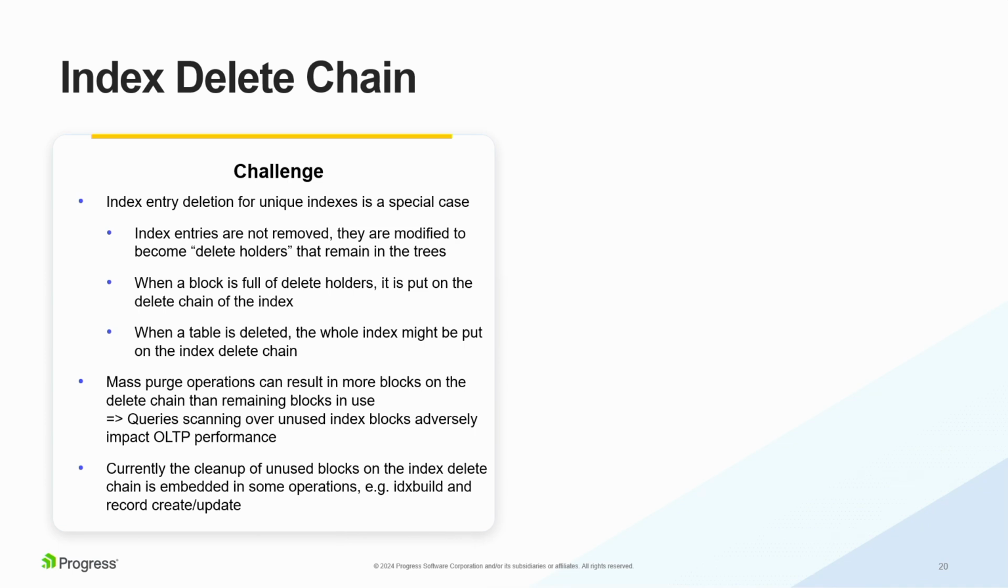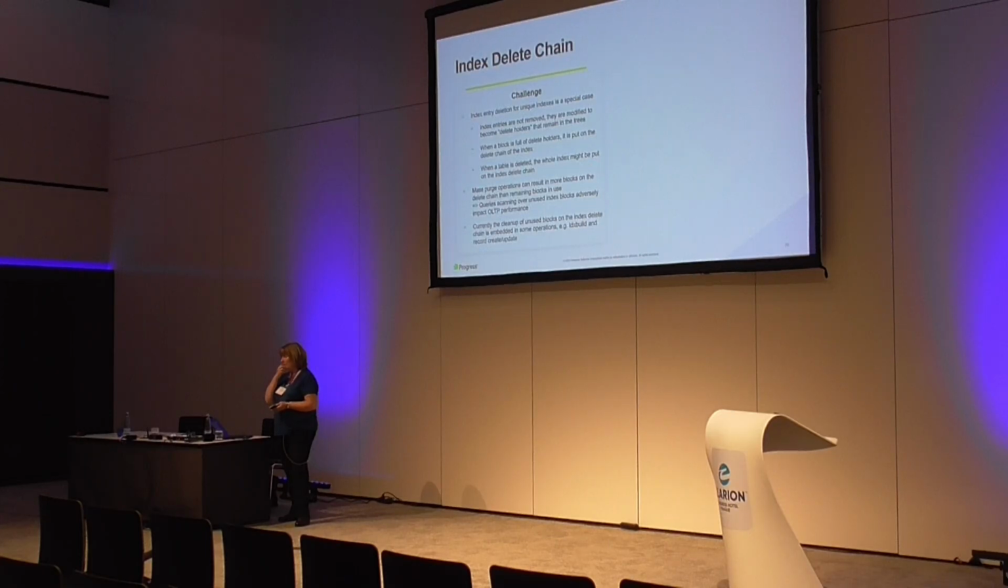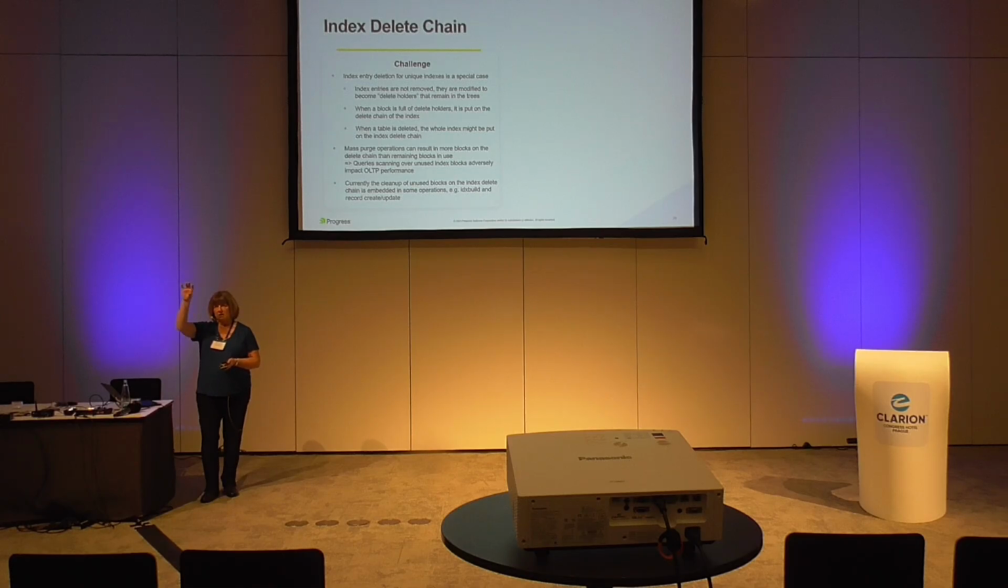So unique indexes have special treatment in that when they are deleted, they don't actually go away. We start by putting a delete entry in an index block, and when that block is full of delete entries, that goes up on a delete chain. The delete chain can get long, and it does get traversed.